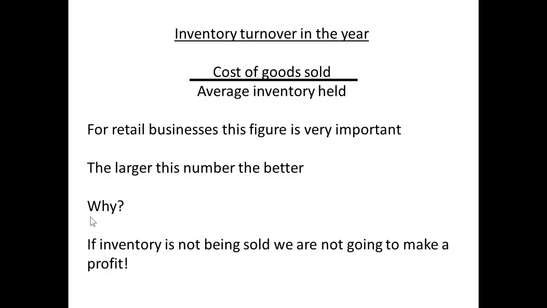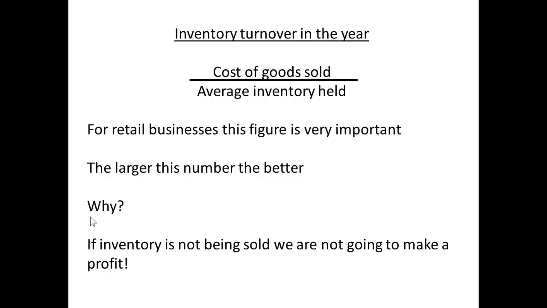Secondly, the inventory turnover in the year. Having found the average inventory, if we divide the cost of goods sold by the average inventory, then we get what we call the inventory turnover in the year. And for a retail business, that figure is particularly important, because you want to keep inventory turning over, so we want a pretty large number for this.